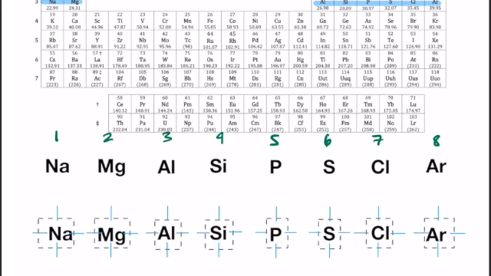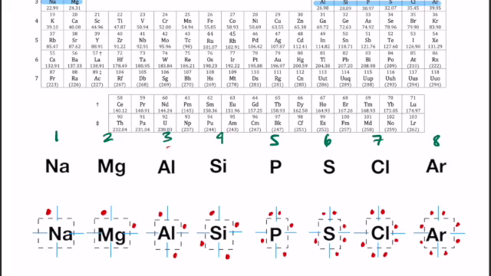So now we have sodium has 1. Magnesium has 2. Aluminum has 3. 1, 2, 3. Silicon has 4. 1, 2, 3, 4. Phosphorus has 5. 1, 2, 3, 4, 5. Sulfur 6. 1, 2, 3, 4, 5, 6. Chlorine 7. 1, 2, 3, 4, 5, 6, 7. And lastly, argon with 8. 1, 2, 3, 4, 5, 6, 7, 8.